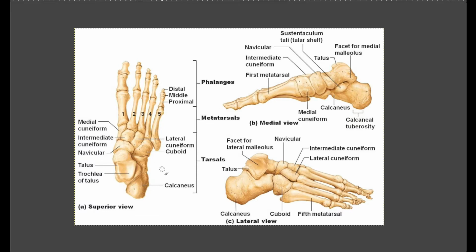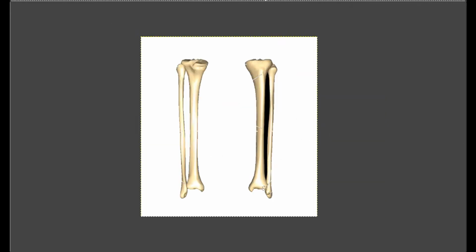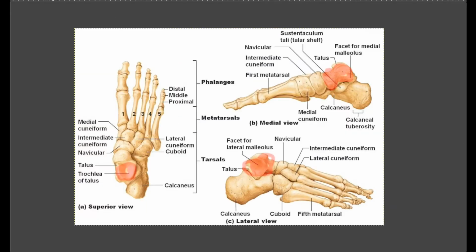One, the talus. This is the talus right here. Also depicted right here as well, the talus. And it should be right here as well, yes. So the talus is the highest bone of the foot complex. This is the bone that actually articulates with the malleoli, the two malleoli of the shin bones, to make the ankle joint.